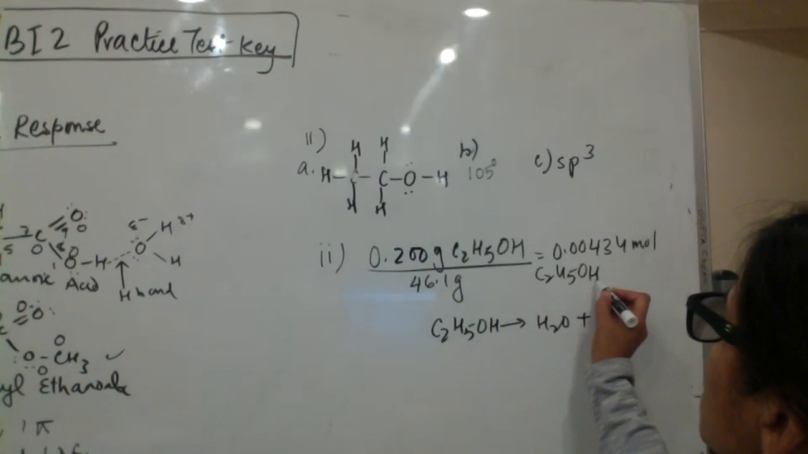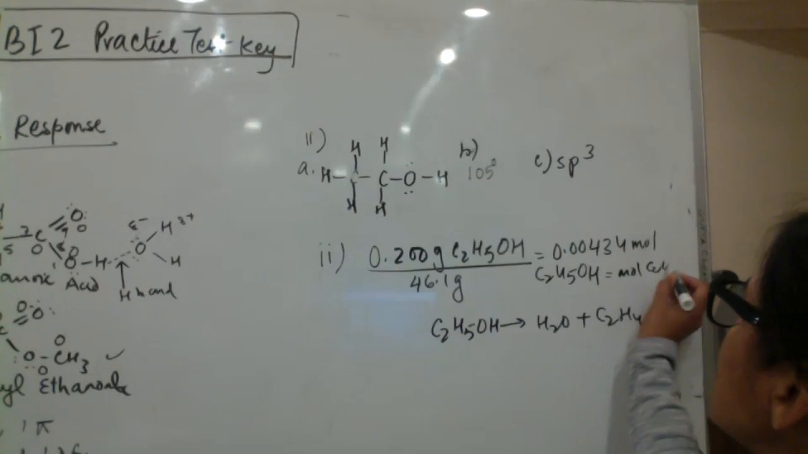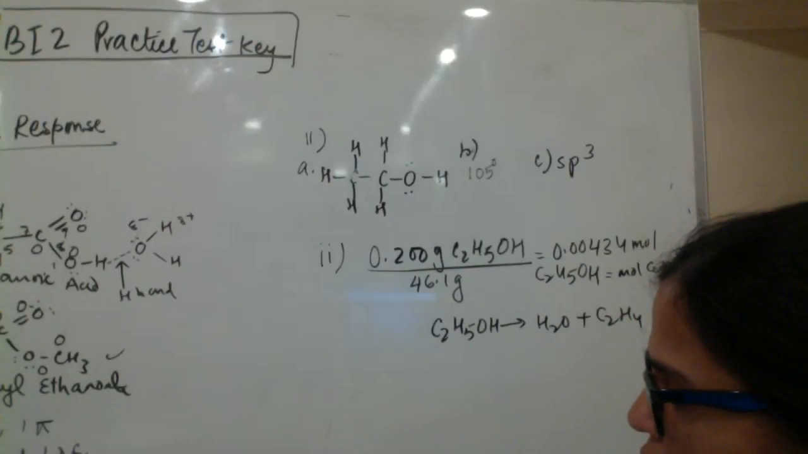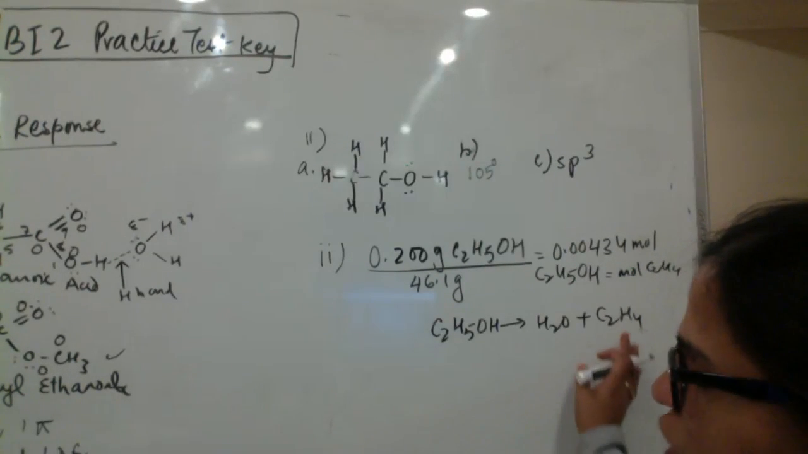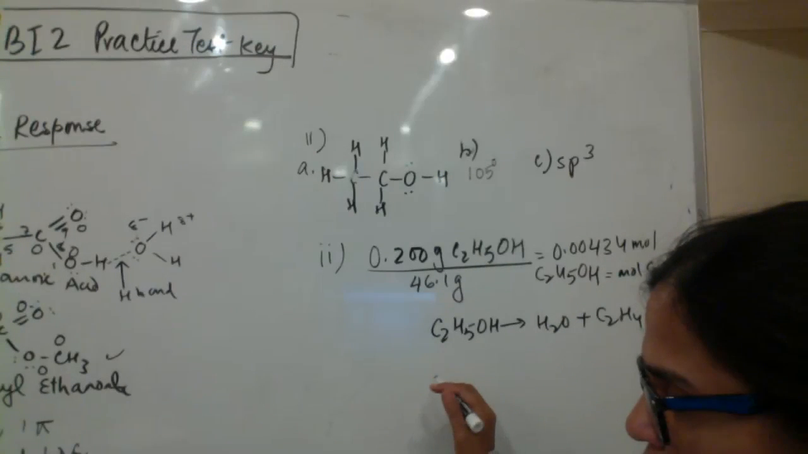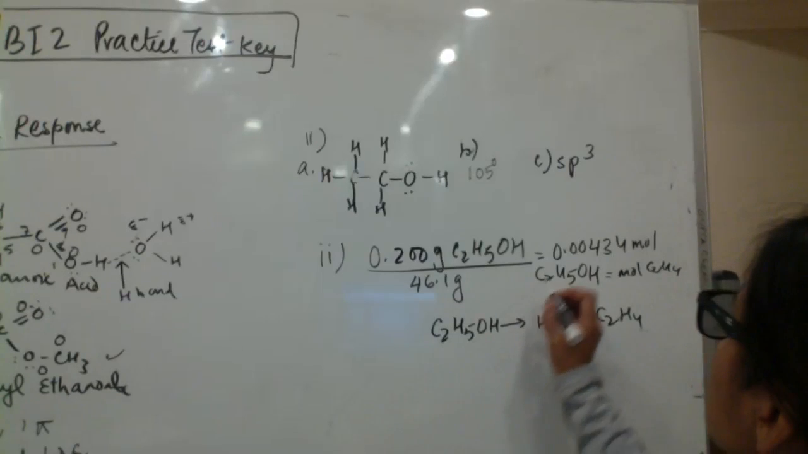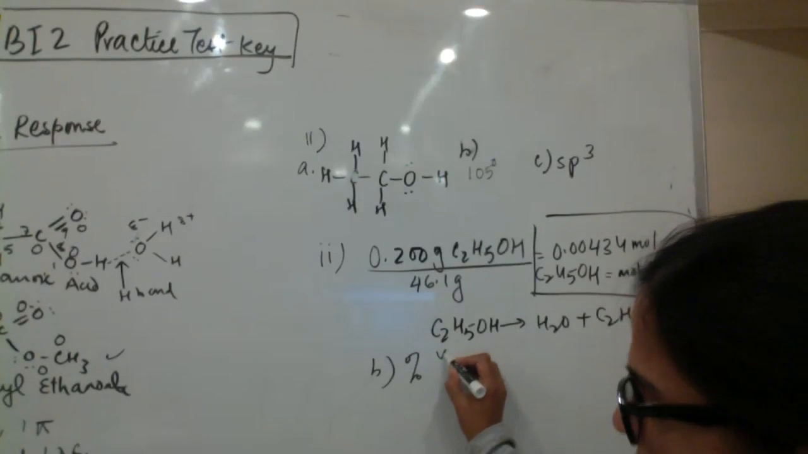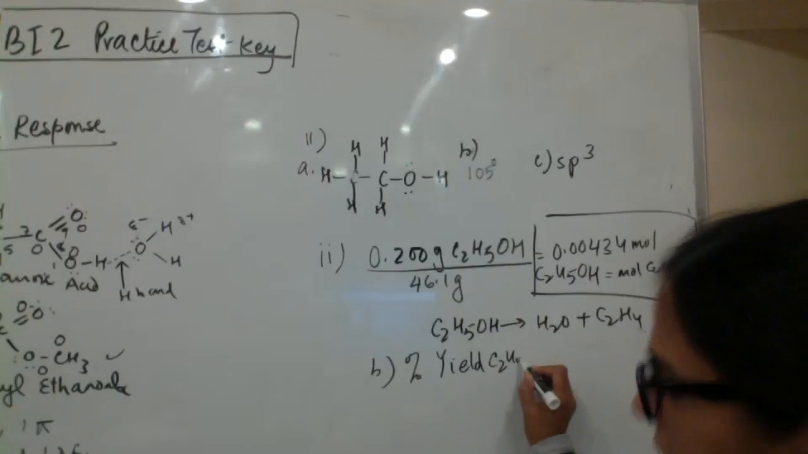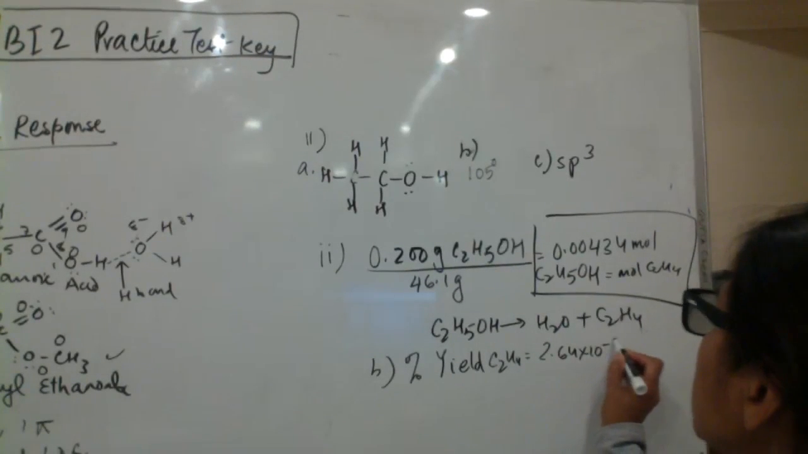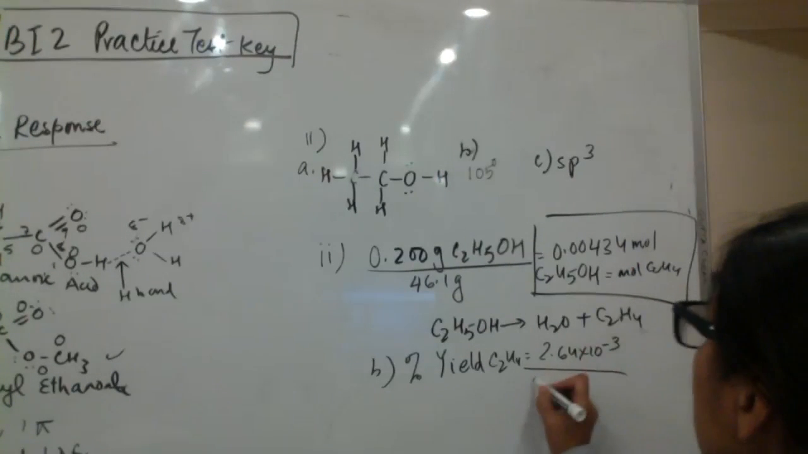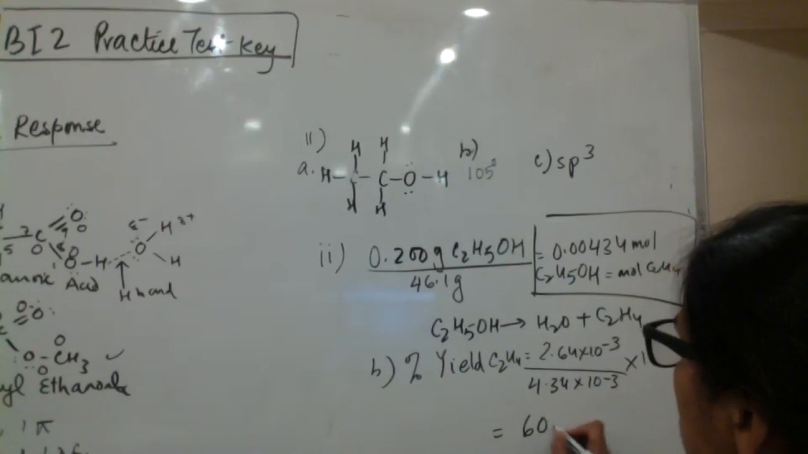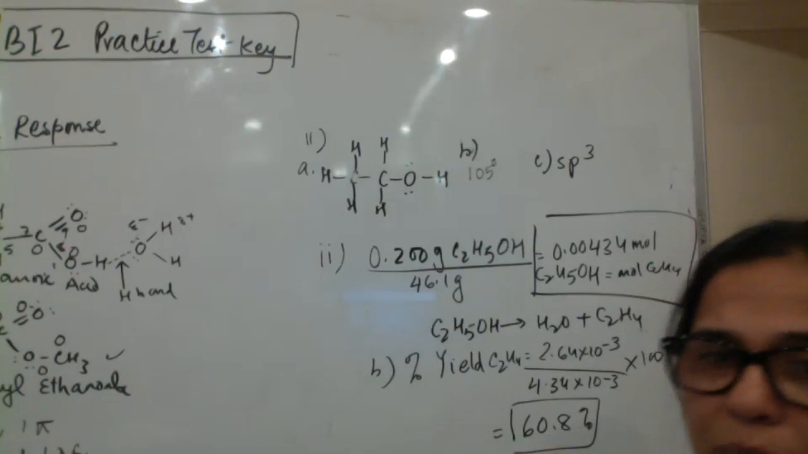So you know these many moles of C2H5OH mean the same moles of C2H4. They only asked you for the theoretical moles, right? So these many moles will actually be produced if the reaction went to completion. And then in part B, they ask you for the percent yield of C2H4. Percent yield is 2.64 times 10 to the power negative 3, which is actually produced, over 4.34 times 10 to the power negative 3, times 100. And that gives you a percent yield of 60.8%.